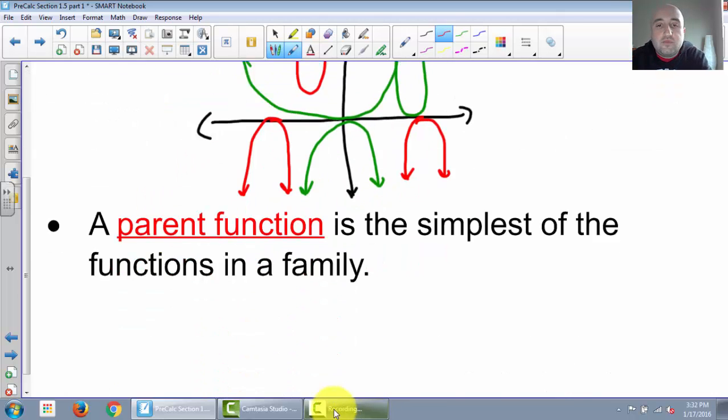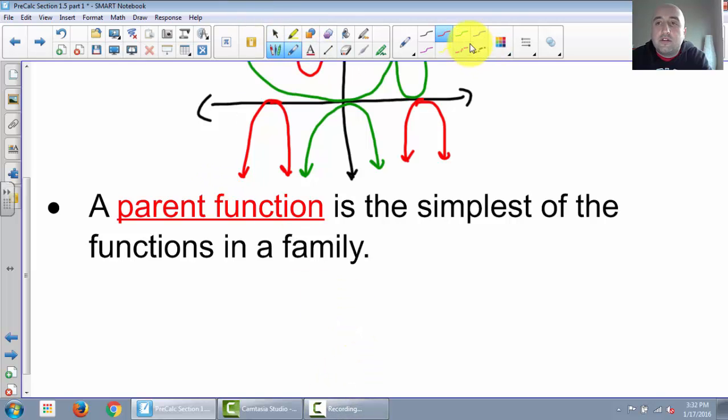All right, now what is this word parent function that I talked about a little bit ago? A parent function is the simplest of the functions in a family. So for instance, for parabolas, the parent function is just y equals x squared, because parabolas are always x squared graphs. Now, this is the parent because it's the simplest.